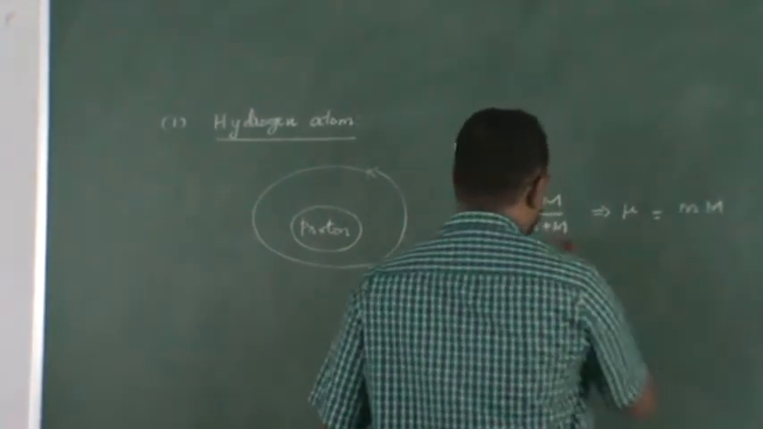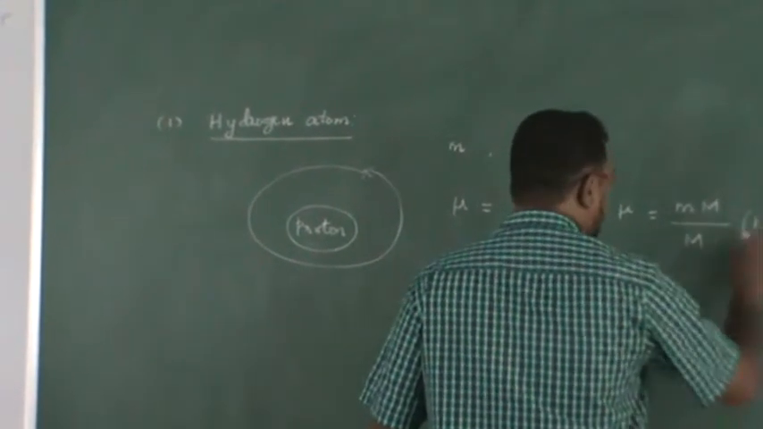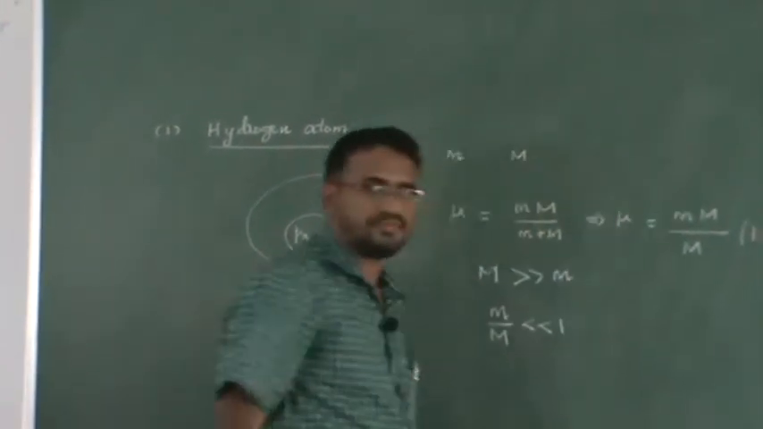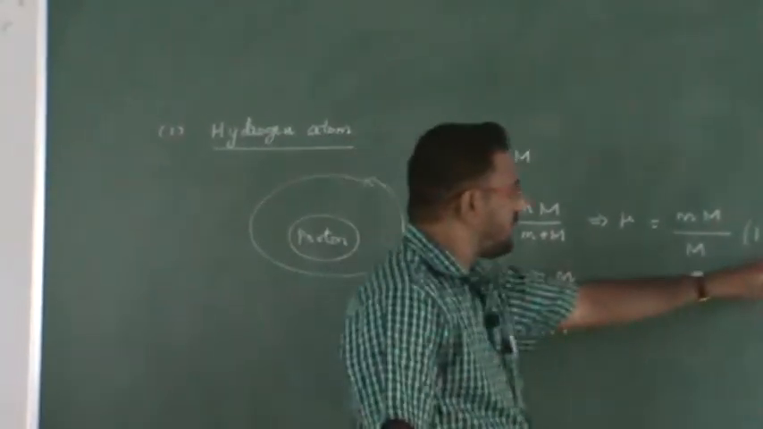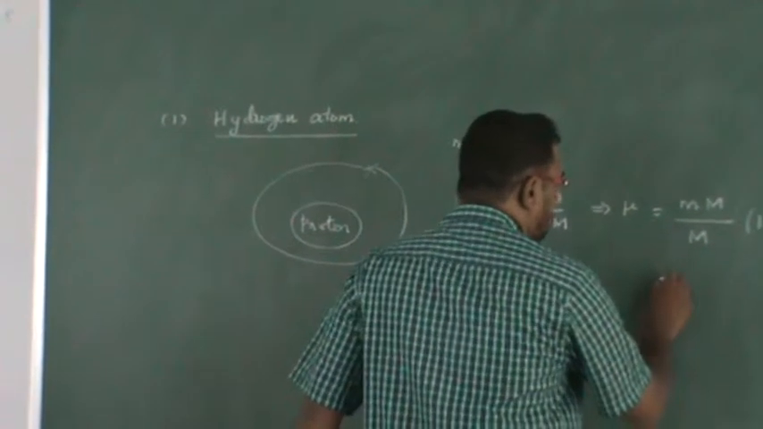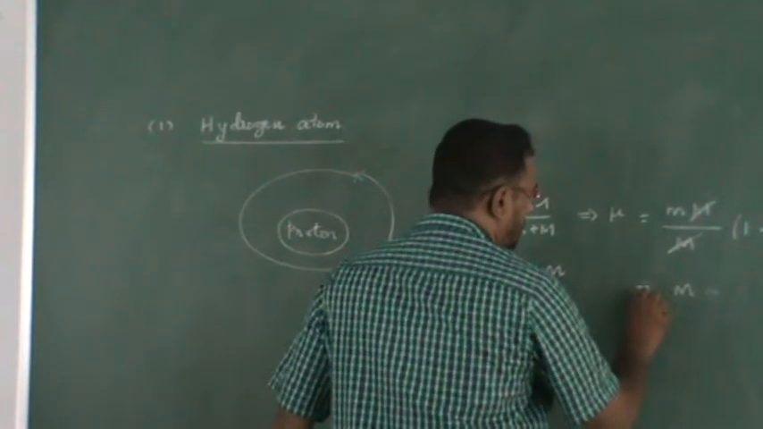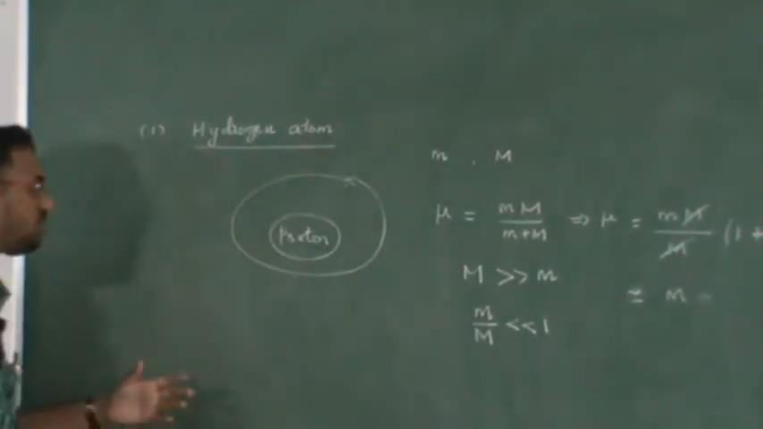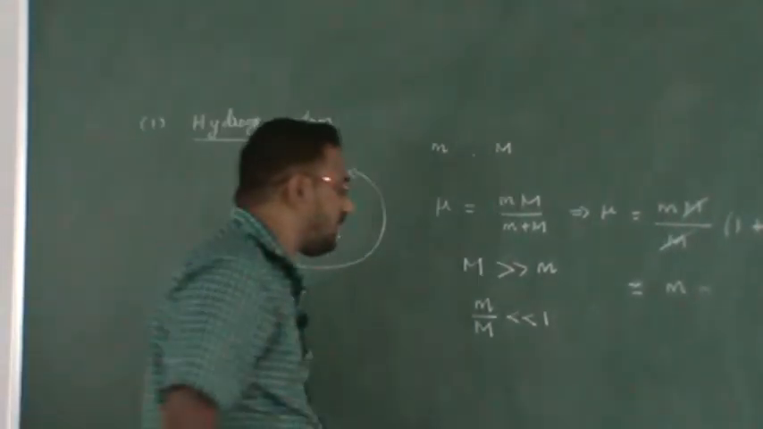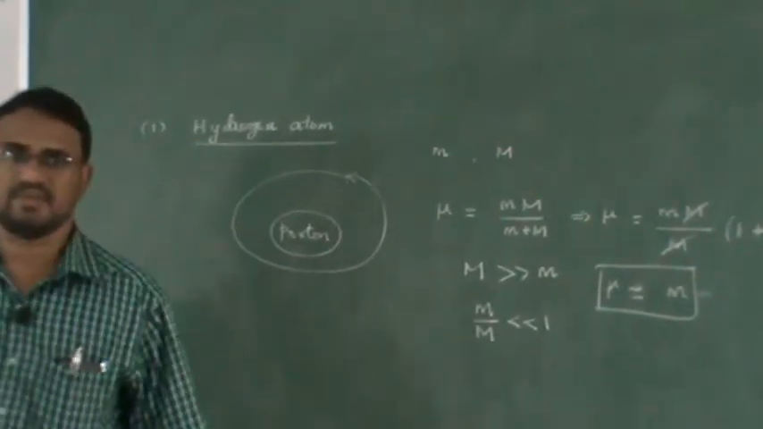I can pull out capital M in the denominator, and one can rewrite this as small m by capital M. Since this is much less than 1, you can use the binomial approximation. Therefore, this term gets cancelled. This is approximately small m. Therefore, the reduced mass of this system is nothing but what? Mass of an electron.